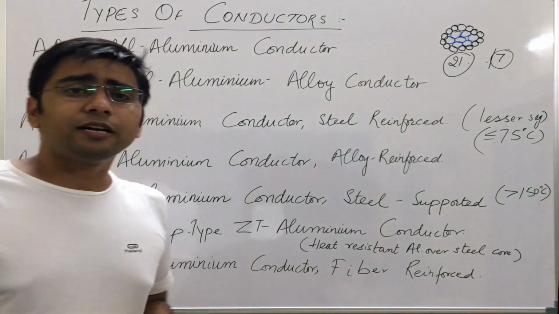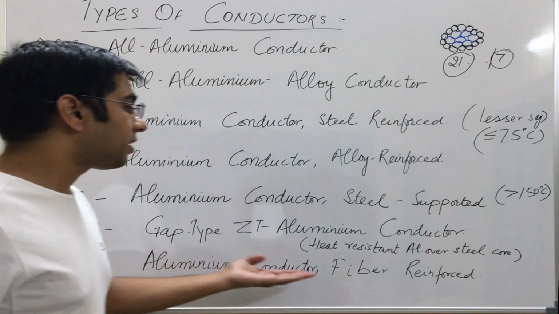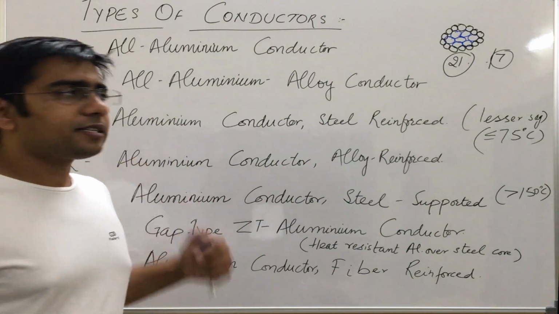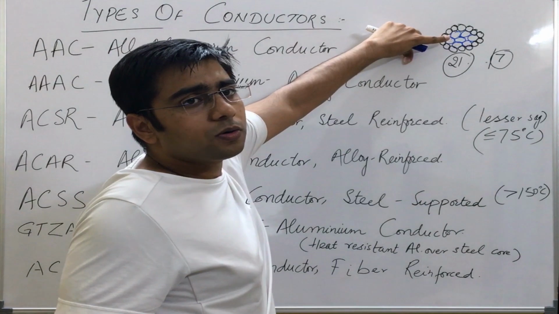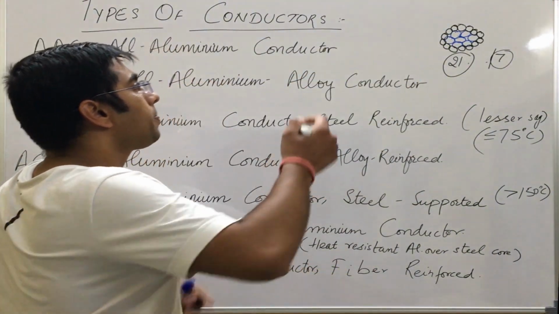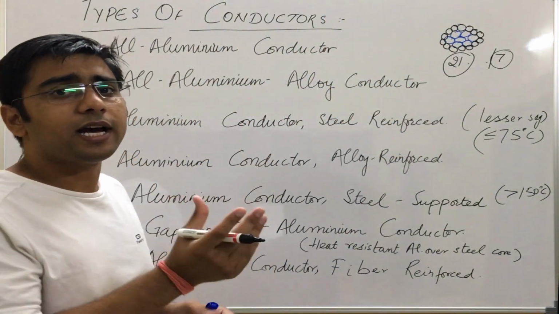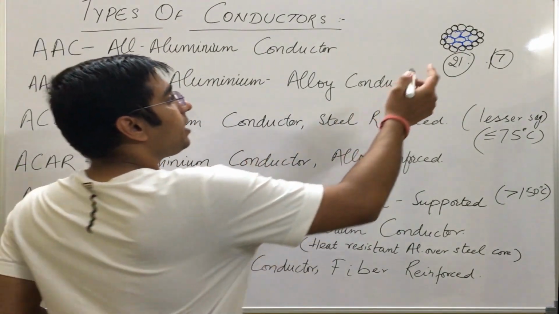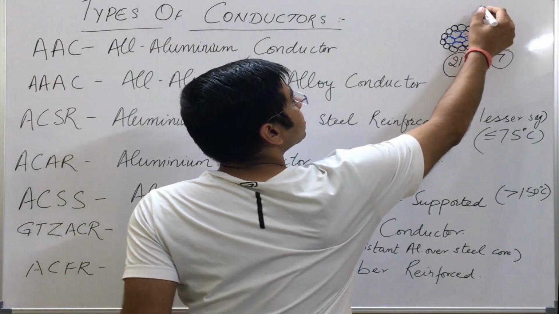Now research is also being done in carbon composite fibers. We have a conductor called ACFR, aluminum conductor fiber reinforced. Now there is one more topic in ACSR: if the radius of the central steel core strands and the aluminum strands is the same, we can find out the total diameter of the conductor if we know the diameter of one strand and the number of layers. Here there are 1, 2, 3 layers.